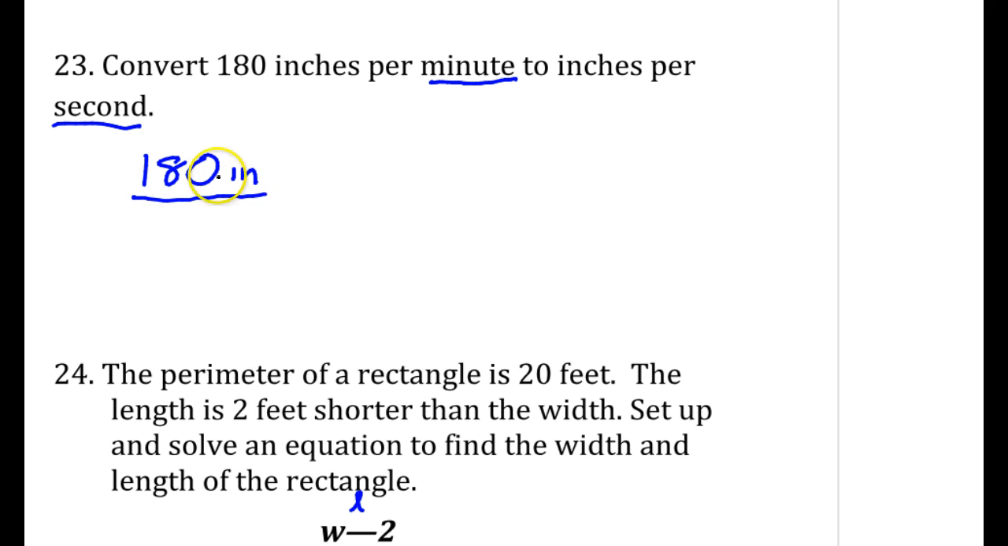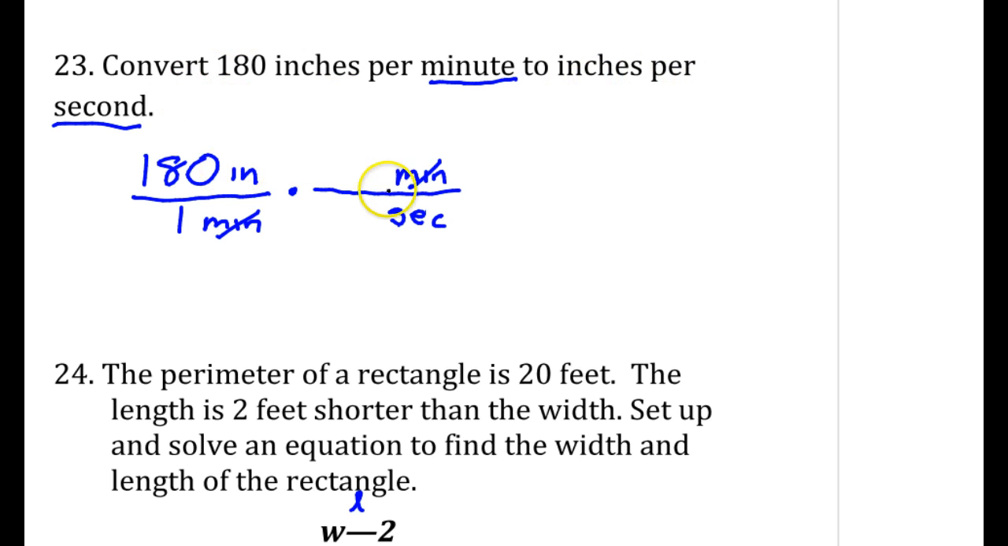This is like a slope, right? 180 inches for every 1. If you graph it, it'd be up 180, right 1. We want to make this into seconds. So I'm going to cancel out my minutes. These minutes are on the bottom here. I'll put it on the top here, and go below it. Now my minutes will cancel out. I'll be left with inches on top, seconds on the bottom, which is the same as inches per second.